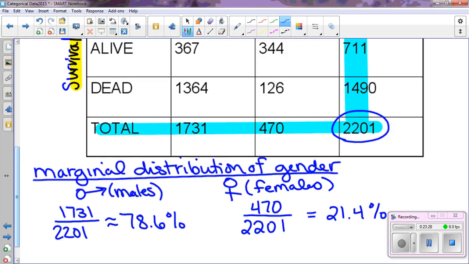So let's look at what a conditional distribution would be. By the way, I could do the same thing for marginal distribution of survival. And wouldn't that be the alive would be 711 out of 2,201, and dead would be 1490 out of 2,201. You could do the same thing for the other variable as well. We're just going to do gender right now. What does a conditional distribution look like?